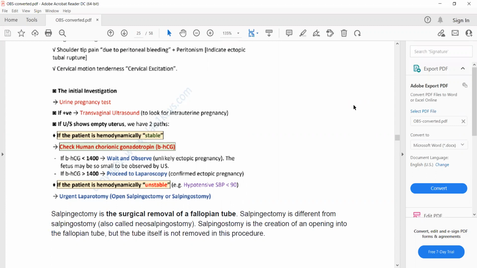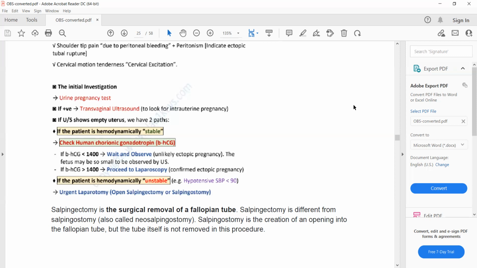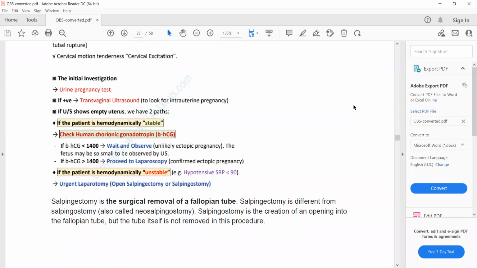What will you do? If the patient is hemodynamically stable, we'll check the beta HCG levels. If beta HCG levels are less than 1400, then we'll wait and observe. If the beta HCG is less than 1400, then it's unlikely to be ectopic pregnancy, because a normal pregnancy can also cause high beta HCG levels. So with a beta HCG level of less than 1400, the pregnancy is unlikely to be ectopic, and the fetus may be so small that it is not observed by the transvaginal ultrasound.